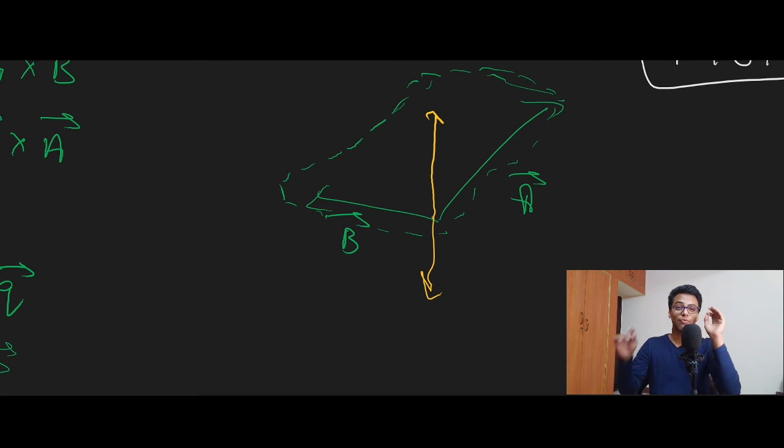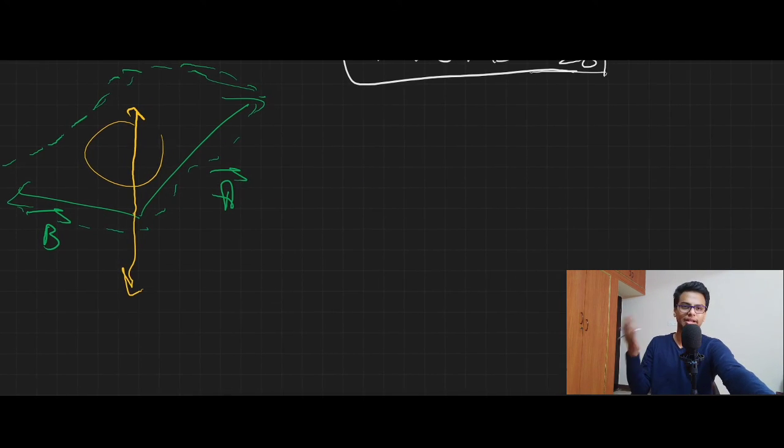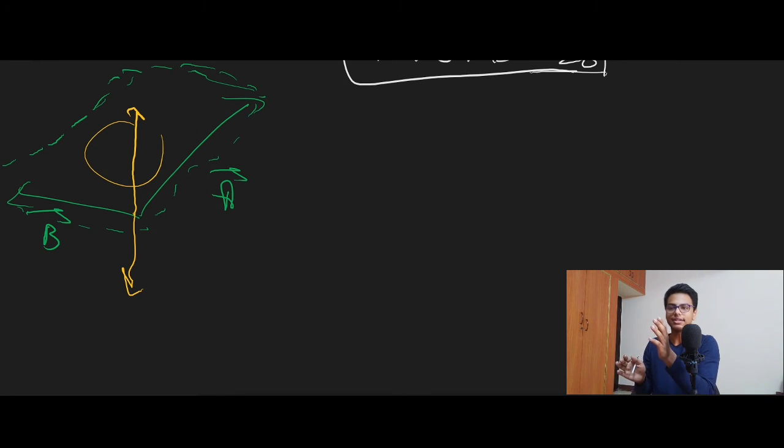So remember, in each of the cases, whenever you're doing a vector product, the resultant vector will always be perpendicular to the plane of the vectors upon which you have done the cross product. Magnitude you can find super easily using mod A vector times mod B vector into sine theta, where theta is the angle between the two vectors. For direction, put your hand in the direction of the first vector, A, and then fold it in the direction of B. Wherever your thumb is pointing, that is your resultant vector.